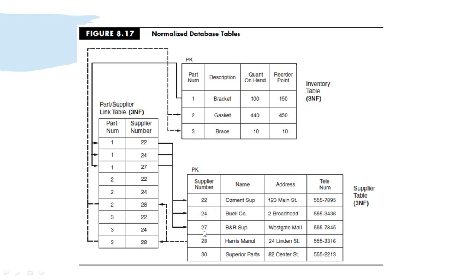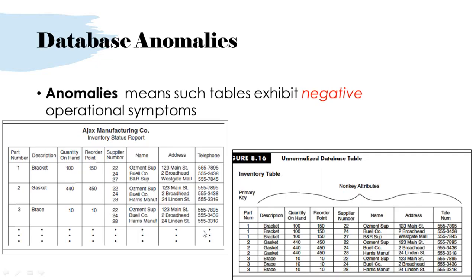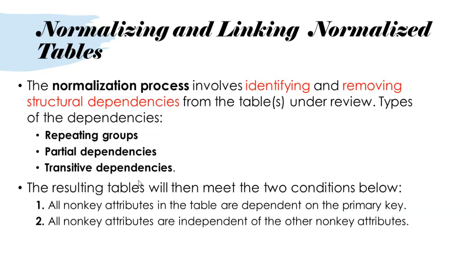Yeah, we can see the lesson. So it becomes something like this. It is already categorized something like this. Part number 1, that is the bracket. The supplier, it's maybe number 22, 24, 27, or Osman, Bull, BNR. Yeah, something like that.